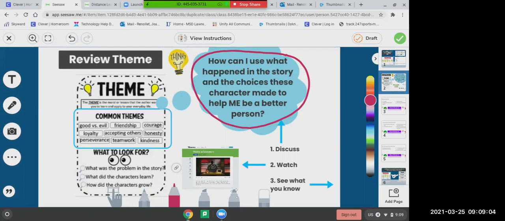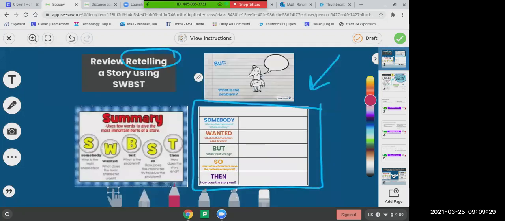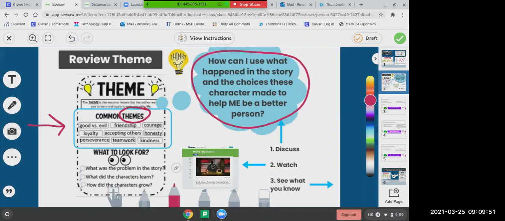We know that authors sometimes teach us things like being loyal to our friends, having courage, the power of teamwork or kindness. These are all examples of themes that authors will teach us in a fiction text. Today, you will use the Somebody Wanted, But So Then to retell the plot, then you will identify the theme. What does the author want us to learn about life? That's what we're going to be working on today.